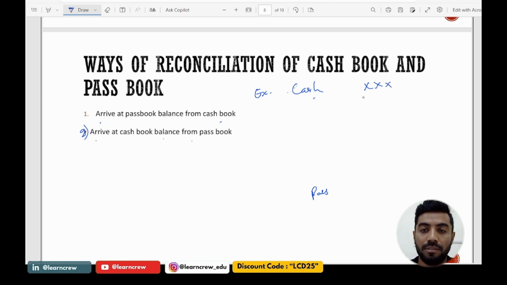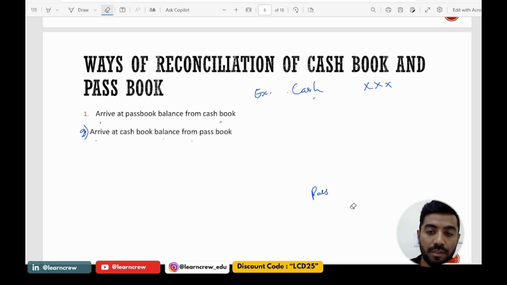So for example, say payment has been made through checks. When you're making payments through checks, what will happen? The cash book will show the correct balance because you made the payment. But in the passbook, if it has not gone for payment, it won't be reflected. So in that case, the cash book will be showing higher balances. So we'll have to make adjustments accordingly.